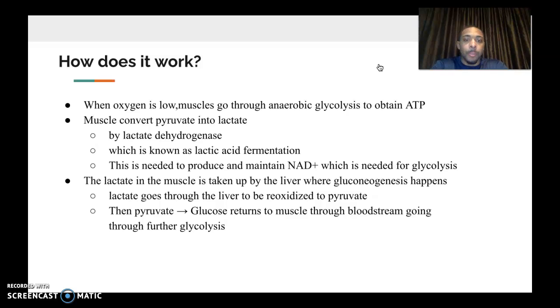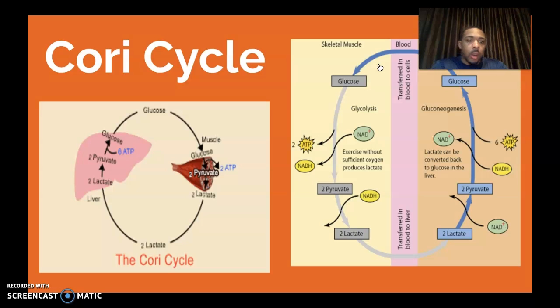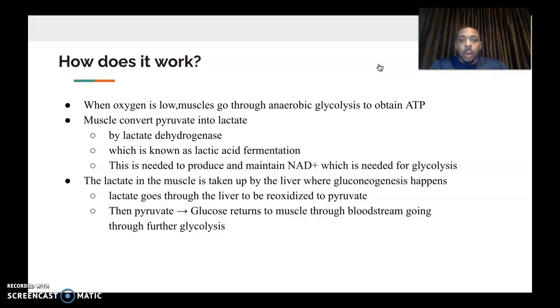So once lactate is transferred from the skeletal muscle through the blood to the liver, it then goes through another process, as I stated right here. After lactate, it goes through the process of lactate dehydrogenase to then go back to pyruvate, which then goes through gluconeogenesis to form glucose again and re-enter the bloodstream, going through further glycolysis.